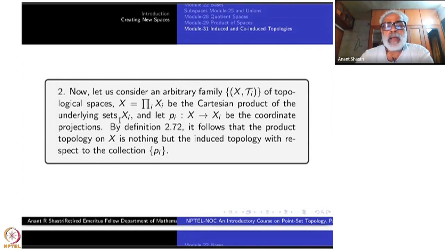Then underlying each Xi has a topology, and I have taken the Cartesian product of these. And I have these projection maps, Pi from X to Xi, the coordinate projections. By definition 2.78, namely the product topology, it follows that the product topology on X is nothing but the induced topology. It looks like the definition of product topology has been adopted here to define the induced topology. It's the same definition, only this is a special case, that's all.